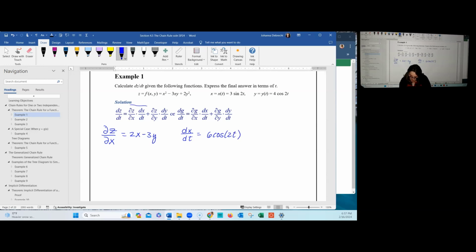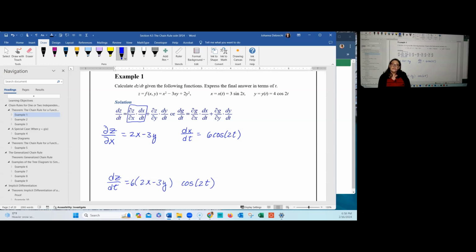This term that you see here boxed up is going to become down here. Let me write dz dt. This is going to become 2x minus 3y multiplied by 6 cosine of 2t. If it bothers you to have the 6 in the middle, simply move the 6 to the front of that expression.